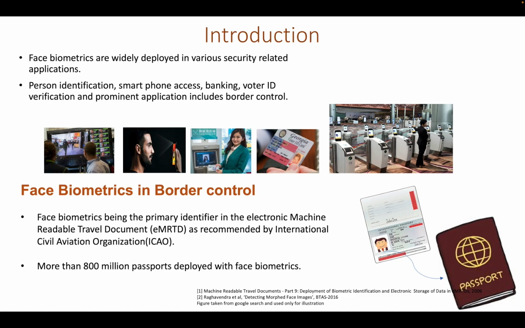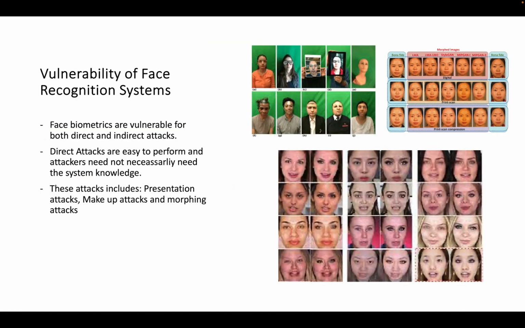Following the ICAO standard, the face has been identified as one of the primary identifiers that need to be used within the ePassport. The ePassport is also called an eMRTD device. This is a document where our face images are stored in digital format in the chip. As of today, more than 800 million passports have been deployed with face biometrics, which are widely used by passport owners whenever they do border control checks, especially when crossing borders using an automatic border control gate.